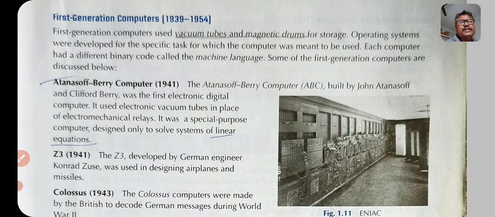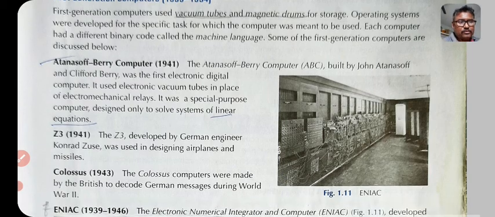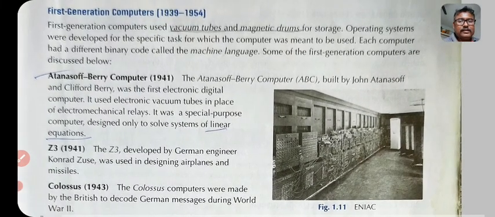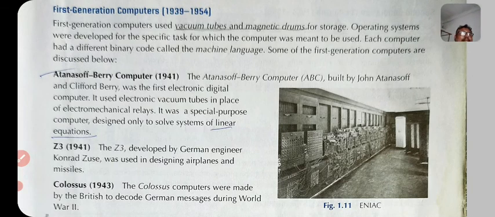So in the first generation computer, actually vacuum tubes. Vacuum tube means what? The old type of TV, behind that, a tube type is there, no? That is called the vacuum tubes. Vacuum tubes and magnetic drums were used to store the information or data. And the operating system was also developed for specific tasks only. Not multi-purpose where one computer can be used for other things also. If one computer is introduced for a specific task, it will be used only for that task, and that computer cannot be used for other purposes.